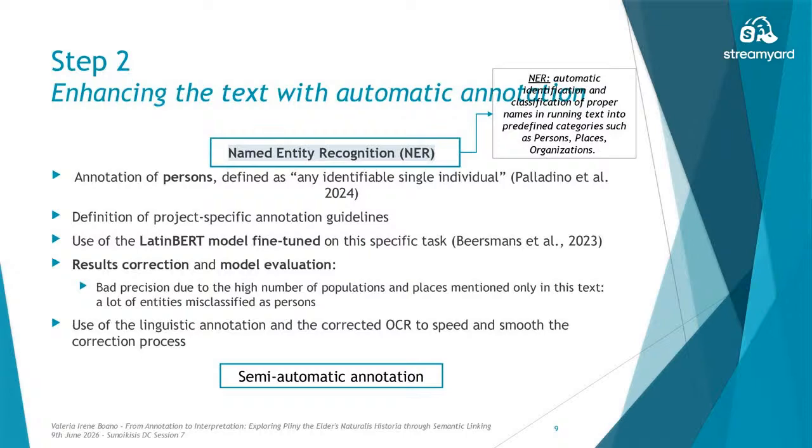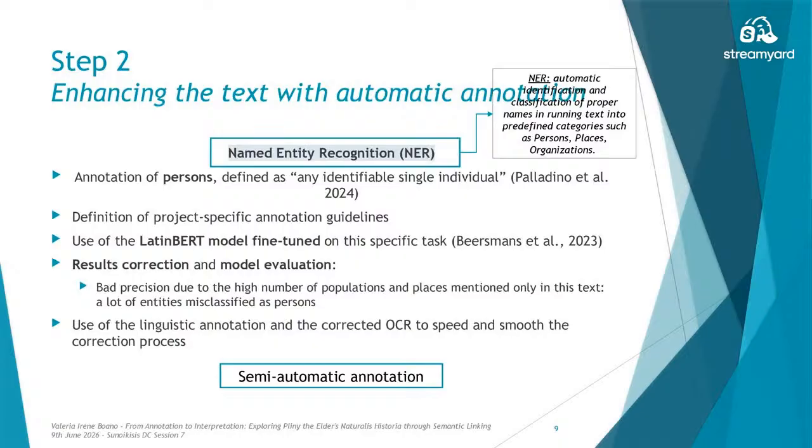On the other hand, for the semantic annotation, I could not rely on a completely automatic annotation. So first of all, what I performed was the named entity recognition, which entails the automatic identification and classification of proper names in running text into predefined categories. Specifically, I was working with persons, so I annotated the persons defined as any identifiable single individual following these already published guidelines. So I included, for instance, also deities, but then I also defined my own project-specific annotation guidelines.